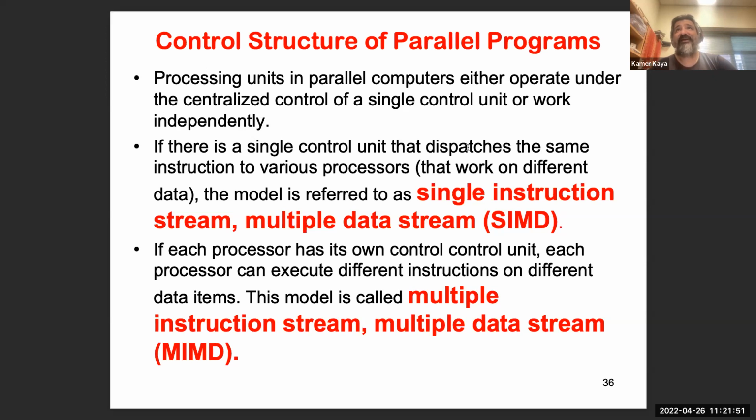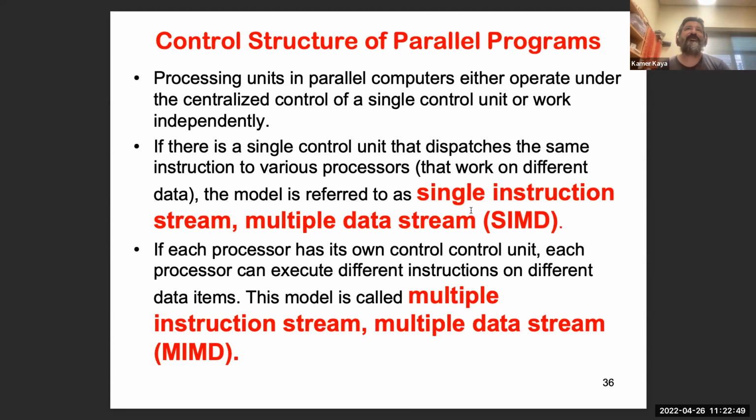If there is a single control unit that dispatches the same instruction to various processors that work on different data, the model is referred to as single instruction stream, multiple data stream. We have a single instruction, but that instruction will be executed on multiple data. Consider vector addition. We will again see an example today. What you do is the same: two vectors, you want to add them, you get another vector, but for these pairs you are doing the same operation, right? So you can in fact represent that with a single instruction, the addition, okay? The memory addresses will change though, so the data will change. Not all computations are suitable for this pattern, but vector addition is suitable. Matrix addition is suitable, okay? Whatever addition in multidimensional data, because these are pairwise additions, right? They are suitable.